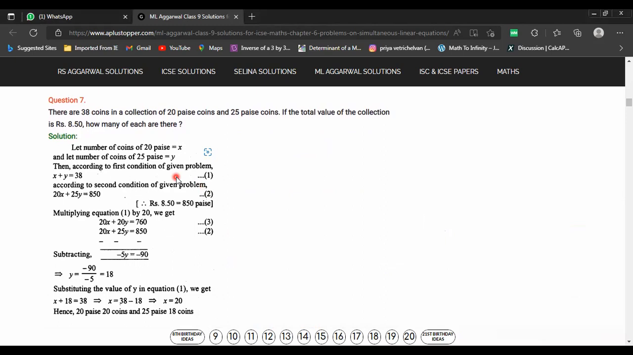Maybe you can give a try on this. You can refer to the solution on the screen also if you want, but try to interpret this question by your own technique. Just give a try.